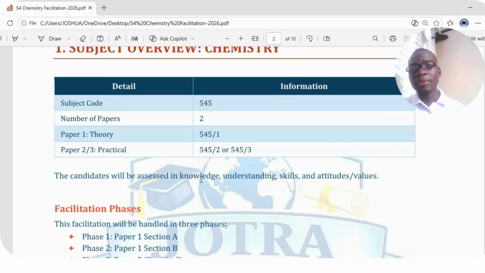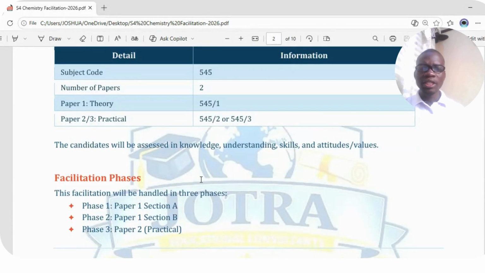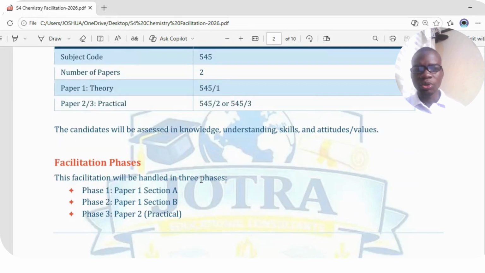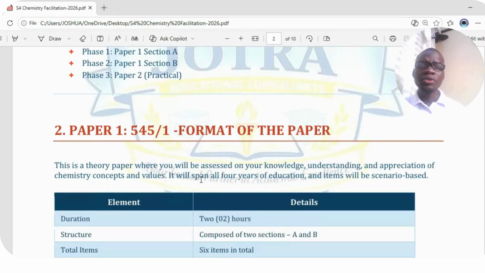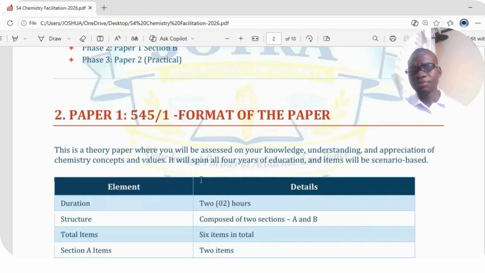So this first session, I wanted us to take it through actually 3 phases. Phase 1, paper 1, section A. Phase 2, paper 1, section B. And then phase 3, paper 2, practical, or paper 3. So for today, I'm going to talk about phase 1, paper 1, section A, that is item 1 and item 2. So we need to first of all know the format of the paper.